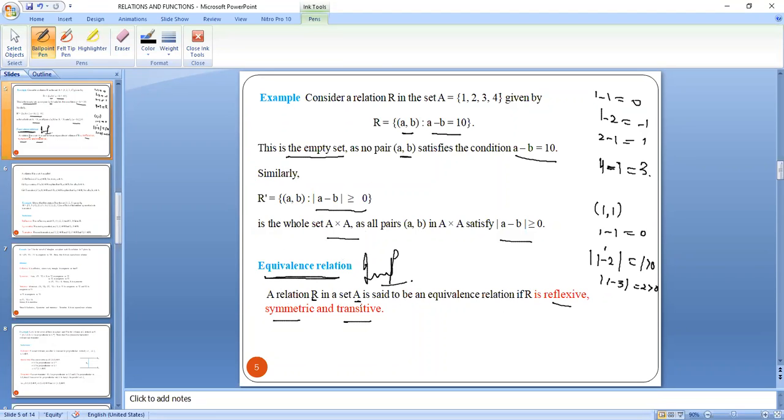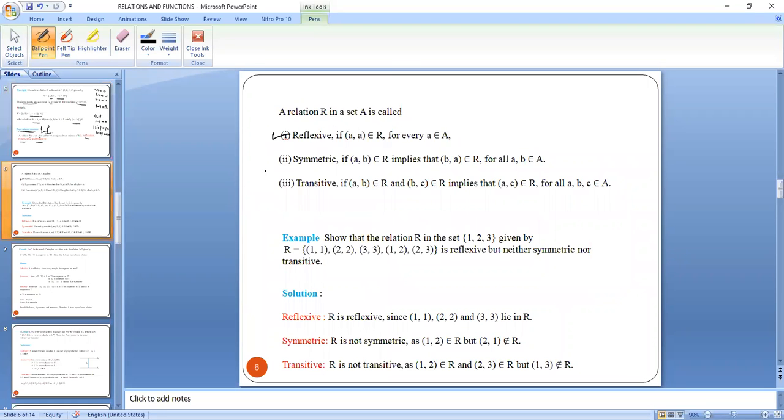A relation R in a set is said to be an equivalence relation if it is reflexive, symmetric, and transitive. Now we will discuss what is reflexive, what is symmetric, and what is transitive, right? So we will be taking a relation R in a set A. In a set A means we will be taking A cross A, right? It is reflexive if (A, A) belongs to R for every A belongs to capital A.